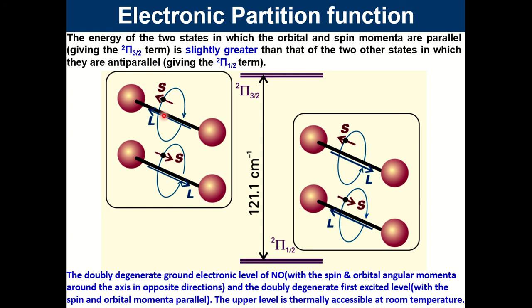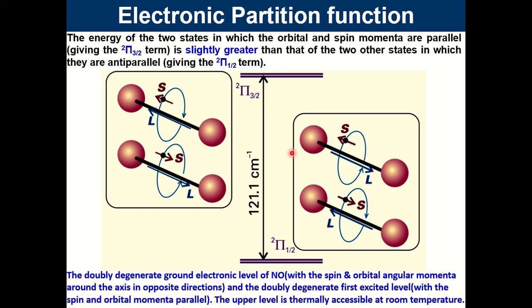So these are two ways in which this state can be arranged. At very low temperature you will find that the degeneracy is 2, and at slightly higher temperature all these states will be populated, and your partition function can have a maximum value of 4.